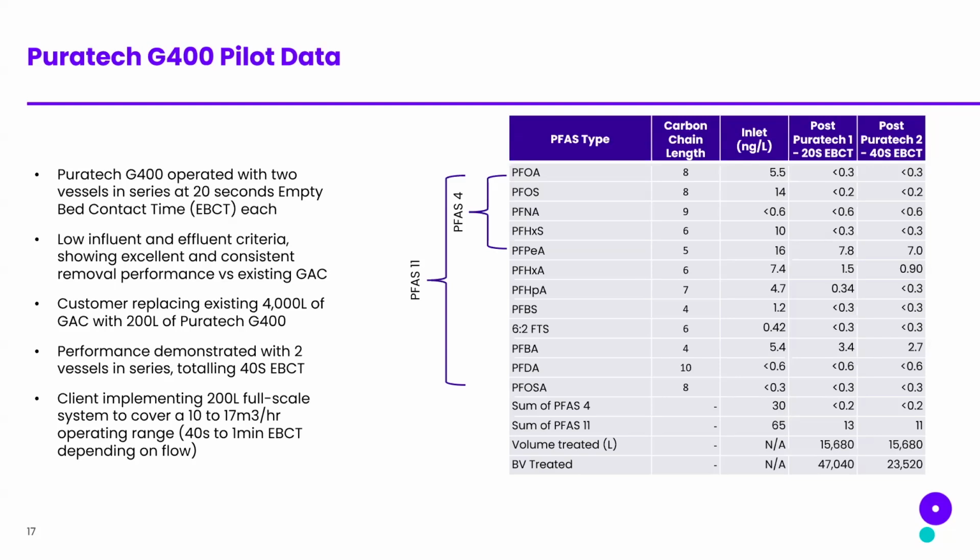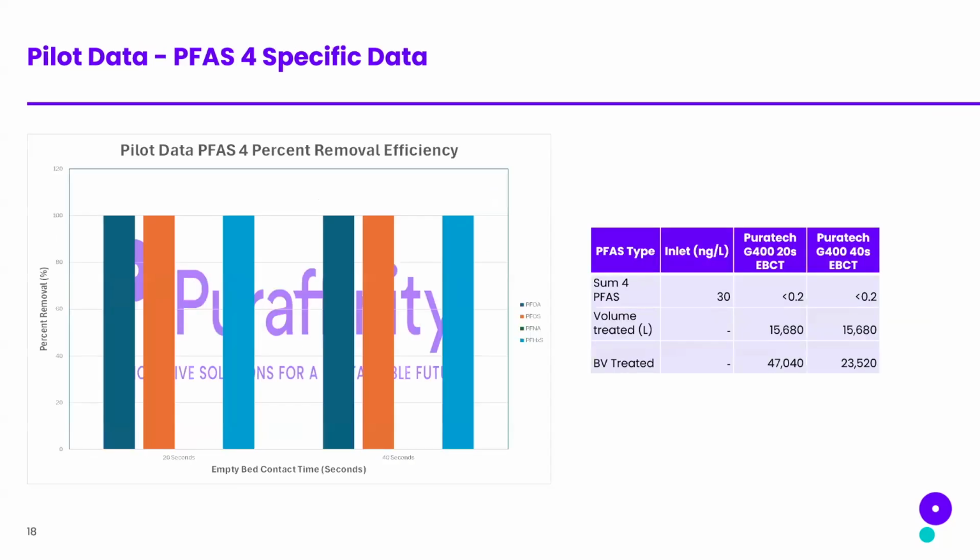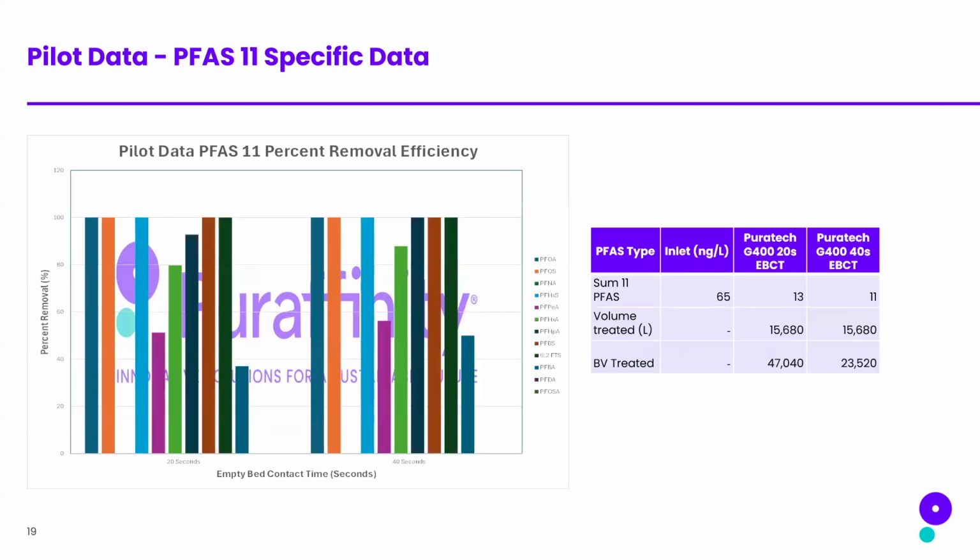100% removal. And if you look at the PFAS 11 compounds, you do see some breakthrough of certain compounds. The PFBA in particular is one. The PFPeA is also one that does break through. But again, very good performance over an extended period of time. So again, just from a graphical standpoint, the essentially 100% removal of the PFAS 4 compounds and varying breakthrough of the PFAS 11.